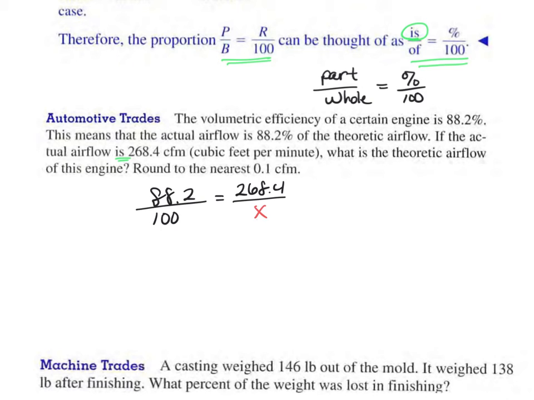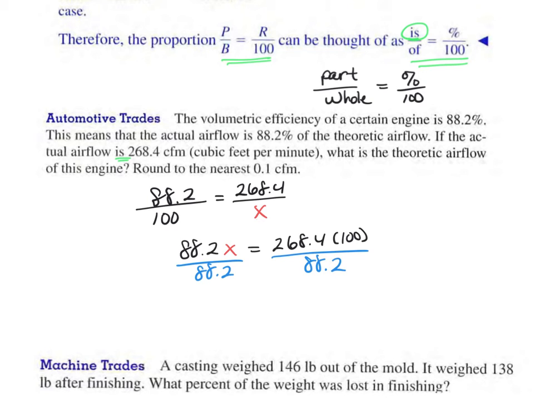And like before, I'm going to multiply both sides by X, multiply both sides by 100. The gist of it is I'm going to have 88.2 multiplied by X is equal to the 268.4 multiplied by the 100. I'm going to divide both sides by the 88.2, and I'm going to get my answer.